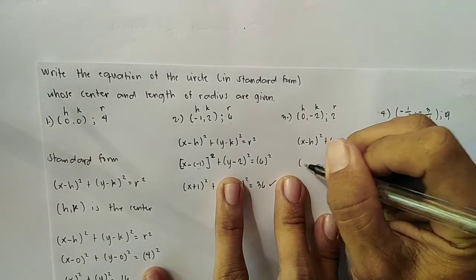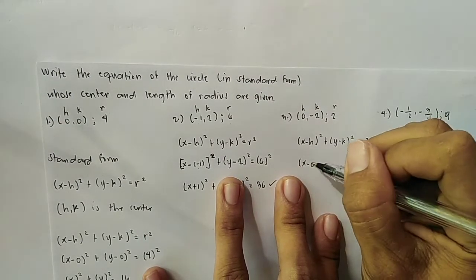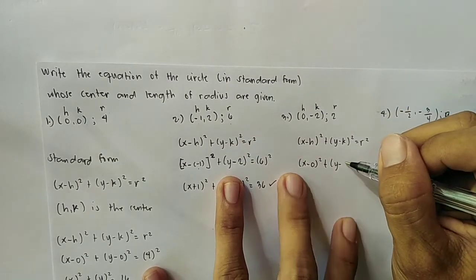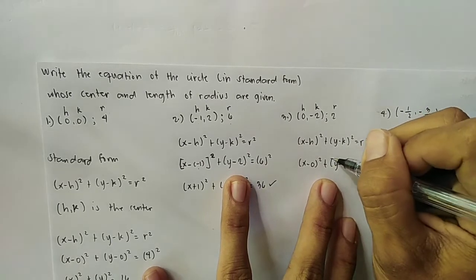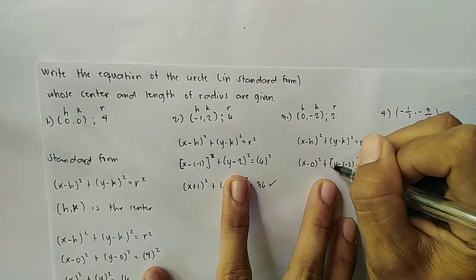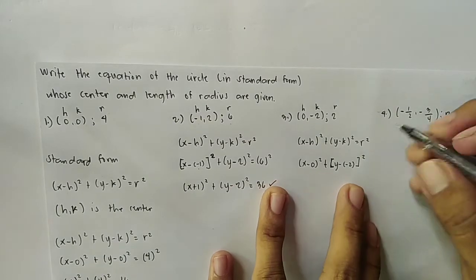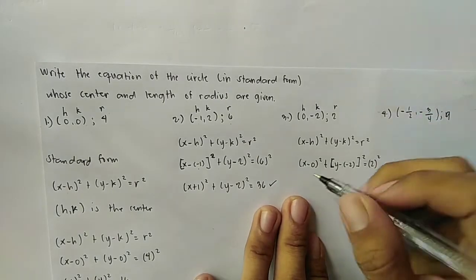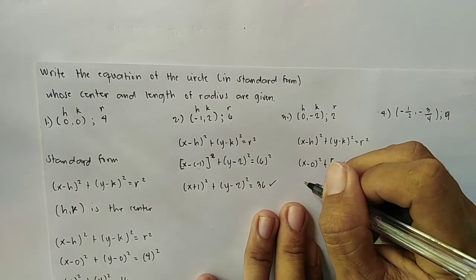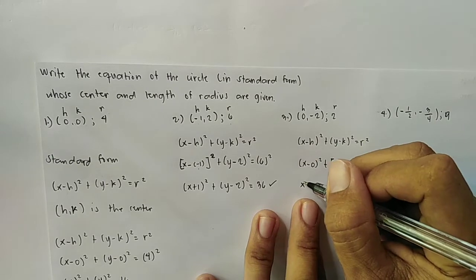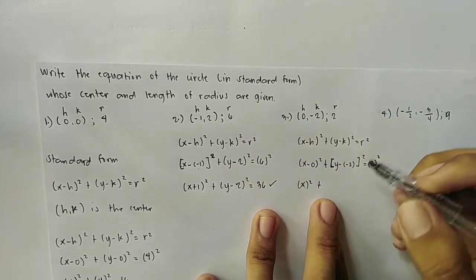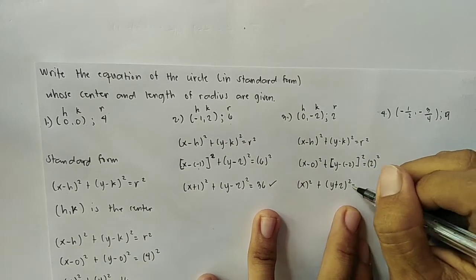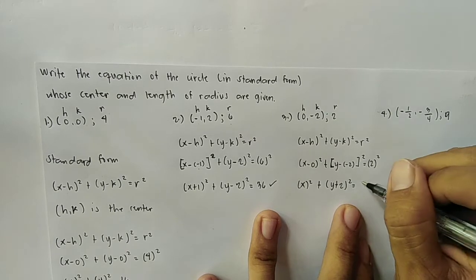So we have here x minus our h, which is 0, squared, plus y minus our k, which is negative 2, squared. Okay, let us use brackets to avoid confusion. Then is equal to our radius 2, so just write that one, 2 squared. Okay, x minus 0, that is x, then squared, then plus y minus negative 2, that will become y plus 2, then squared, is equal to 2 squared, or that is 2 times 2, that is 4.